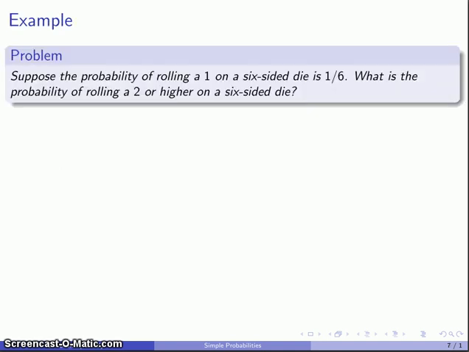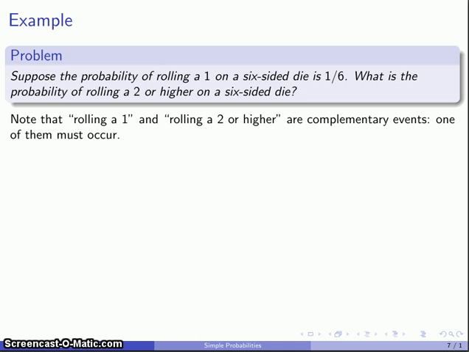So let's take a look at another example here. Suppose the probability of rolling a 1 is 1/6. What's the probability of rolling a 2 or higher on a 6-sided die? And the observation to make here is that our first event, rolling a 1, and rolling a 2 or higher, are complementary events. One of these two events has to occur. If I roll a 6-sided die, I either roll a 1, or I roll a 2 or higher.